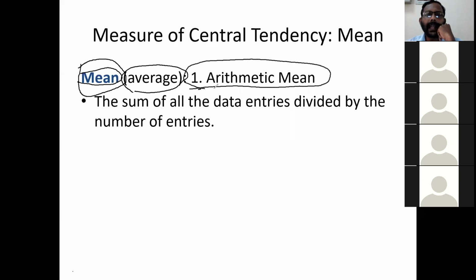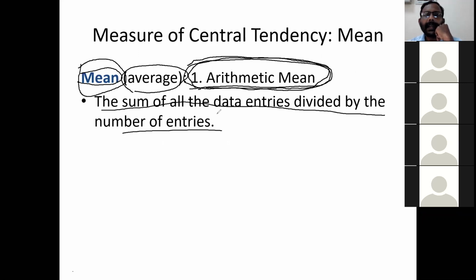First of all, there are a few different types of means available. First one is arithmetic mean. The place where we are using this mean also differs, depending on what type of mean we want to find out, right? So the first category is called arithmetic mean. What do you mean by arithmetic mean? It is the sum of all the data entries divided by the number of entries.